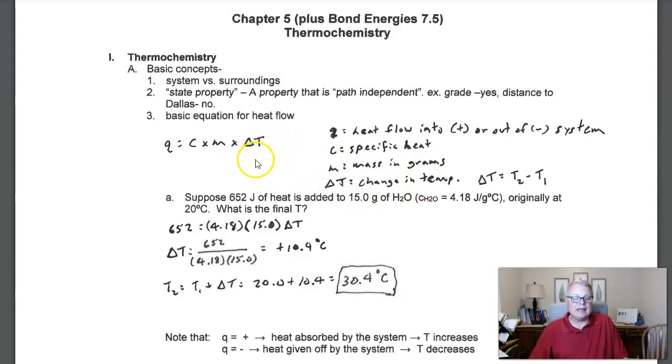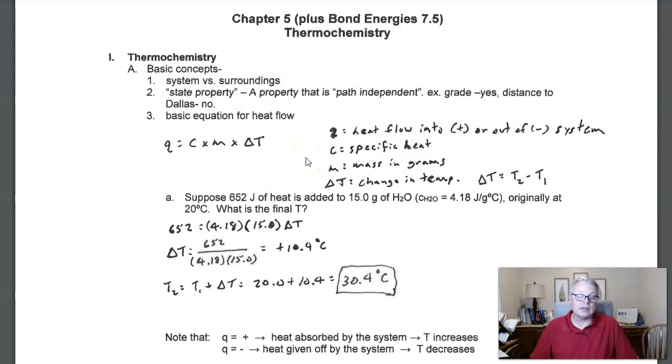Okay? Now, anytime you see a delta, and I don't care what it's in front of, if it's a delta T, delta S, delta G, delta H, delta X, delta Y, it doesn't matter. Anytime you see a delta, the way you calculate that is you take your final and you subtract off your initial. It's always final minus initial. So delta T is my final temperature minus my initial temperature. That can be positive or negative. If my temperature goes up, it's going to be positive. If my temperature goes down, it's going to be negative. All right, but that's what goes right here. Okay, and this is the basic equation for heat flow.